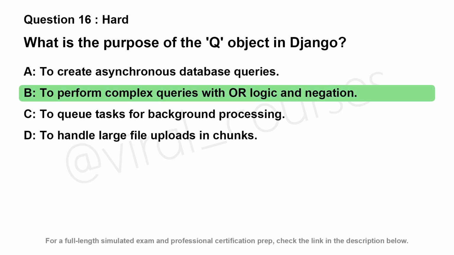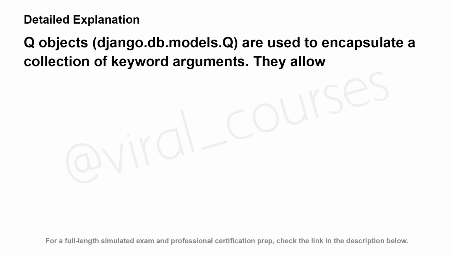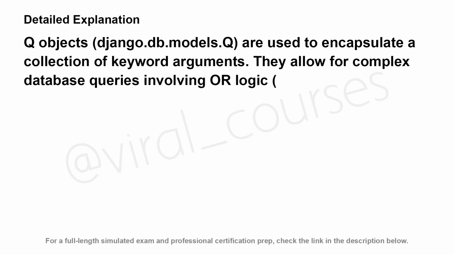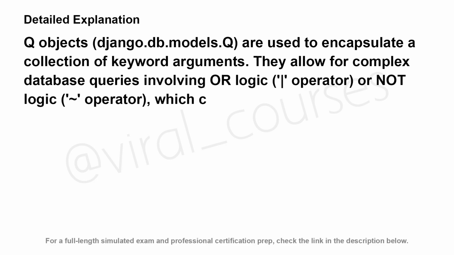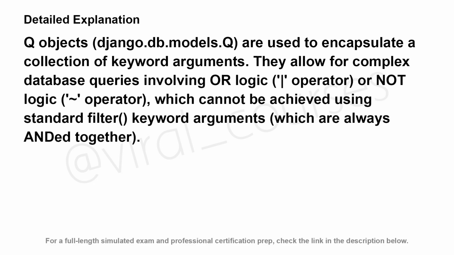The correct answer is B. Q objects, django.db.models.Q, are used to encapsulate a collection of keyword arguments. They allow for complex database queries involving OR logic, the pipe operator, or NOT logic, the tilde operator, which cannot be achieved using standard filter keyword arguments, which are always ANDed together.